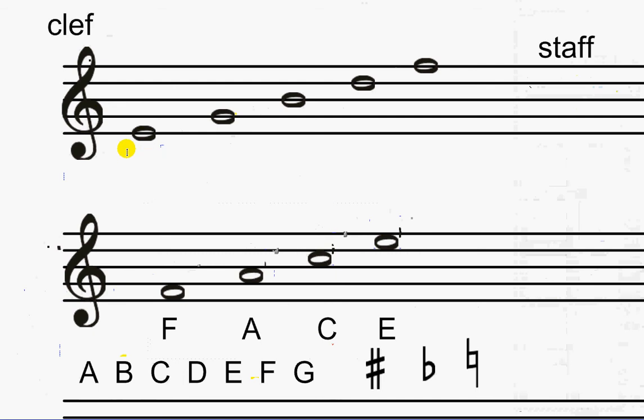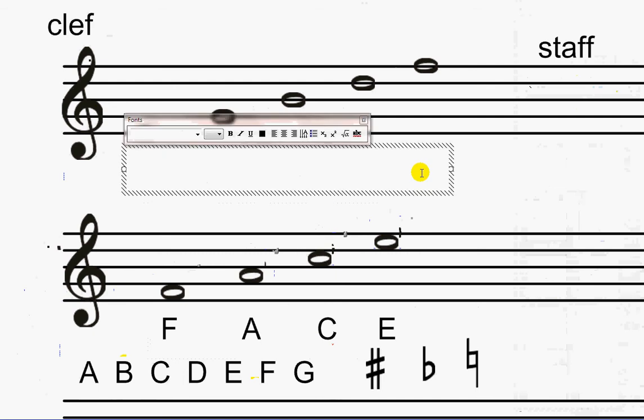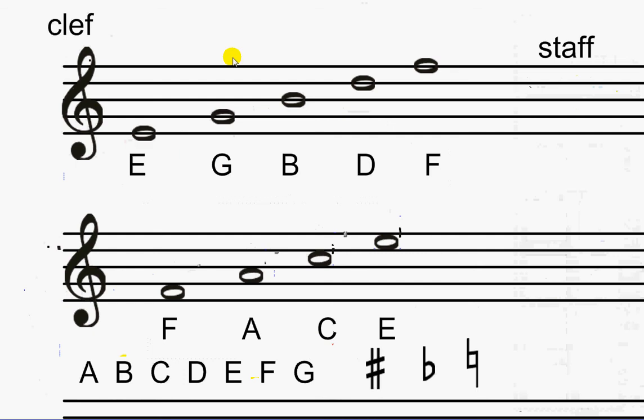And then the letter names for these are E, and then this one is G, this one is B, this one is D, and that one is F. So again, this is just what it was earlier. E, F, G, A, B, C, D, E, and F. I've just taken almost half the notes out and put them on the bottom staff instead of in the middle of where they were.